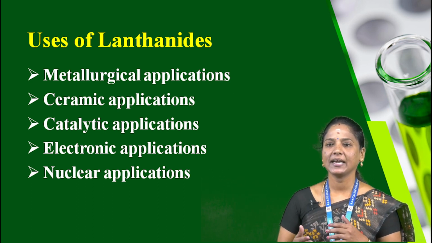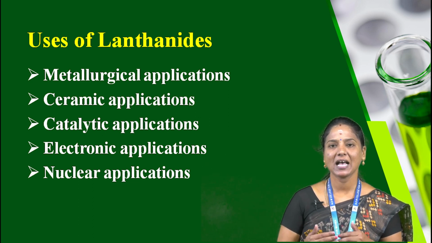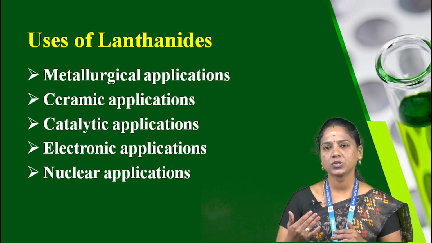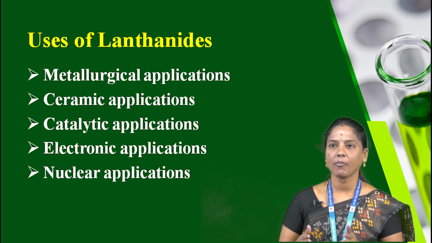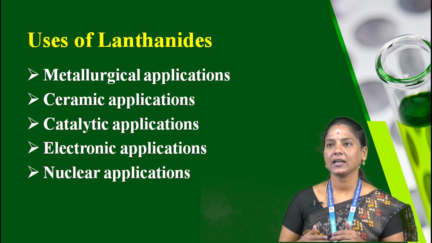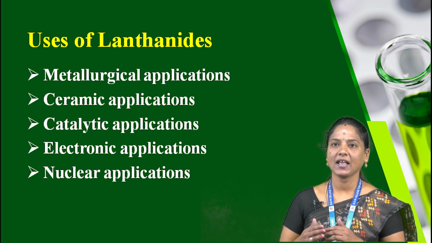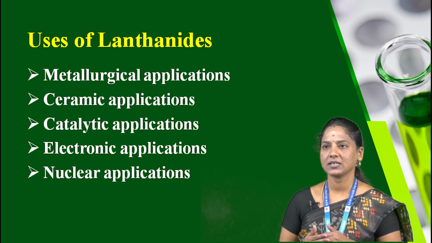And next one is catalytic applications. Some lanthanide compounds are used as catalysts. For example, cerium phosphate is used in petroleum cracking as a catalyst. And next one is the electronic applications. The ferromagnetic garnets of the type 5Fe2O3 with lanthanide oxides are used in microwave devices.